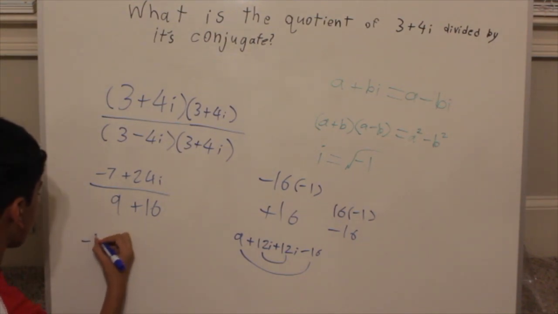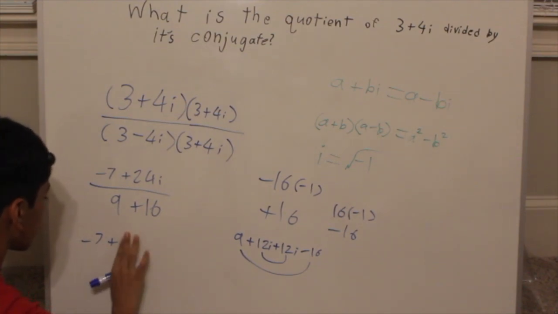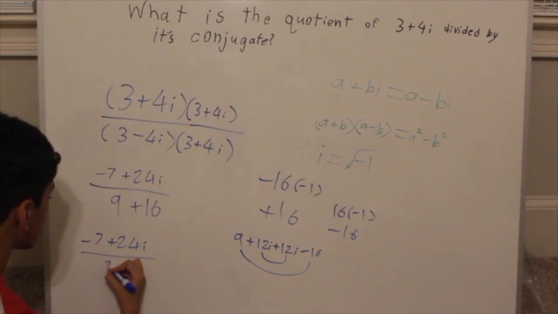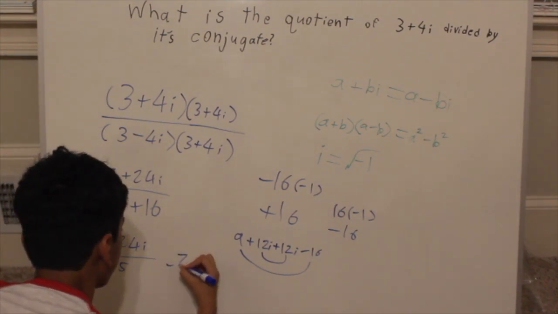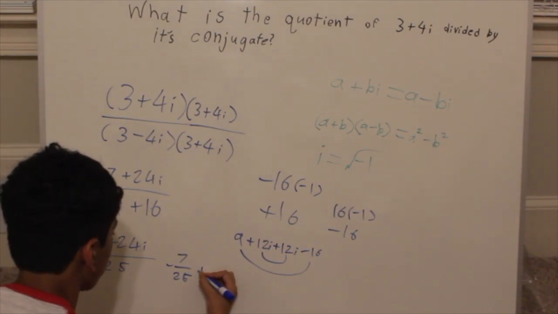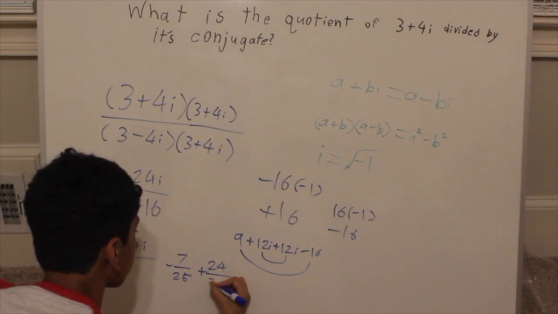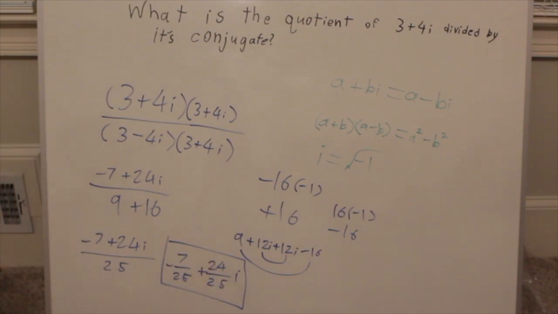So you have negative 7 plus 24i over 25. But this is not the form that people want you to write it in. They want you to write it like this. Negative 7 over 25 plus 24 over 25 i. That's the final answer.